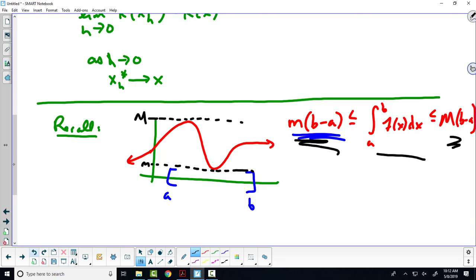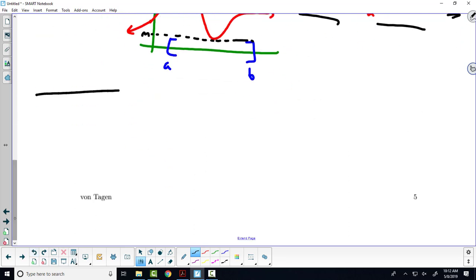All right, so here we go. Oh, already down to the end of the page. Here we go. Here's the proof for the fundamental theorem.